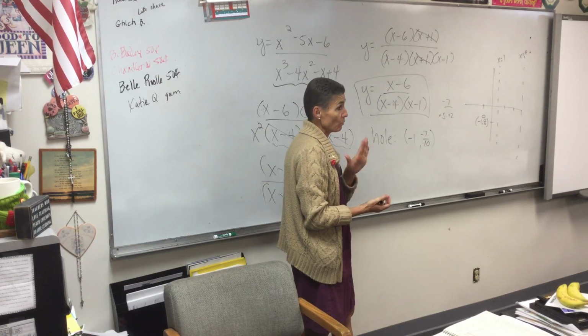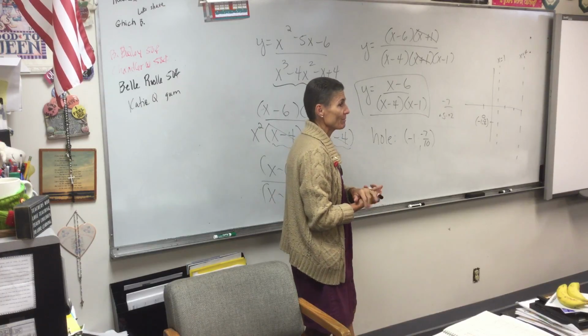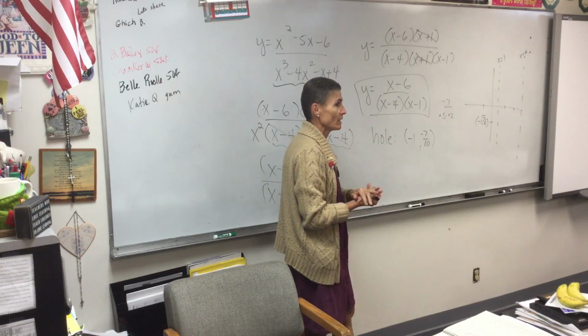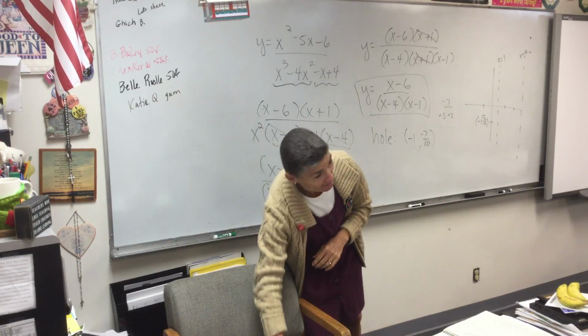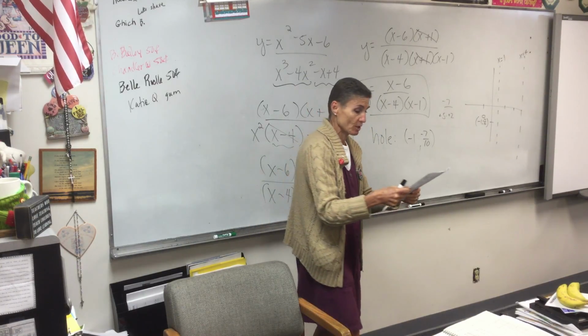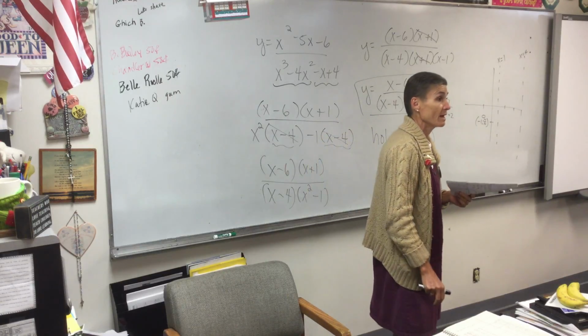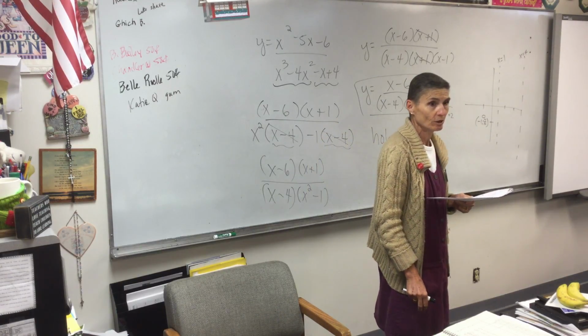Now, here's the tricky one. Oh wait, we're not ready for, we haven't done horizontals yet, have we? This is it, we're done. Vertical asymptotes, got it. Now, I was getting ahead of myself. Look at the next section. It says find the horizontal and vertical asymptotes.